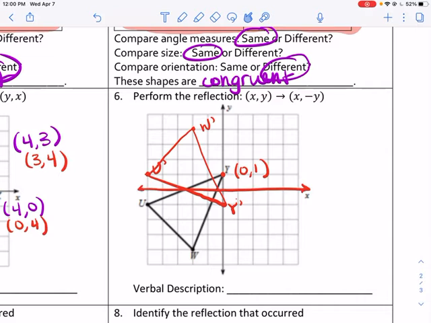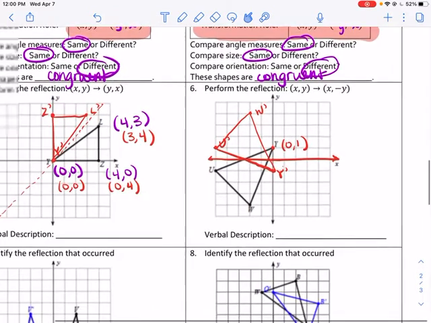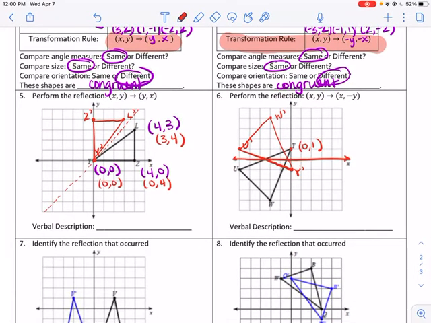All right. You may sometimes be asked to describe what the reflection was, and all you have to do is say reflection over what line it reflected over. So this one was y equals x. And this one was the x-axis.